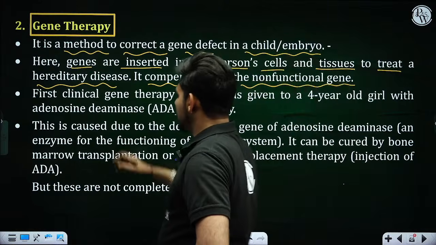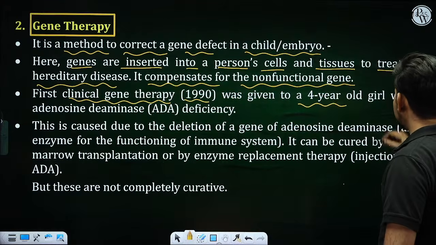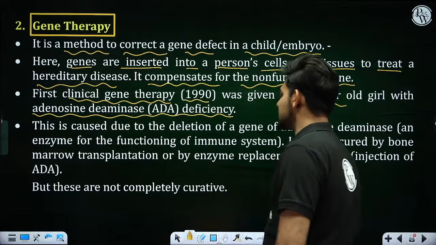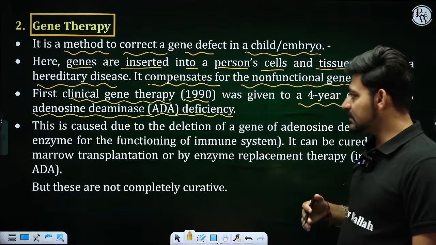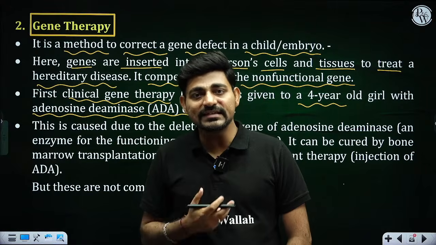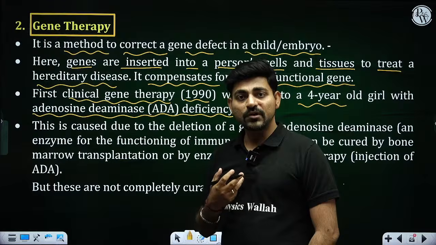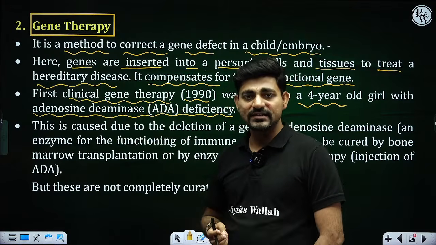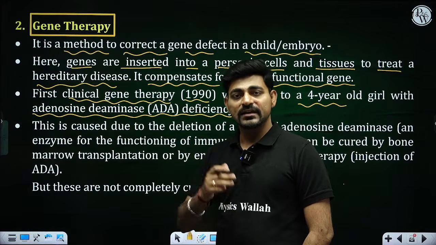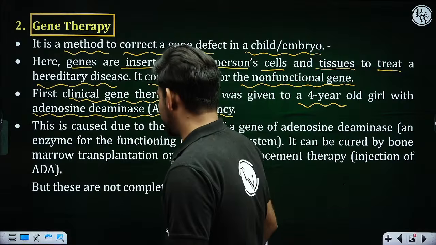Okay. Now, the first clinical gene therapy was performed in 1990, given to a 4 year old girl child who was suffering from adenosine deaminase deficiency. Now, this adenosine deaminase is responsible for maturation of T cells in our body, right? So, if your body is unable to produce adenosine deaminase, there will not be any kind of maturation of T cells in our body. If T cells are not matured, your immune system will become very weak.